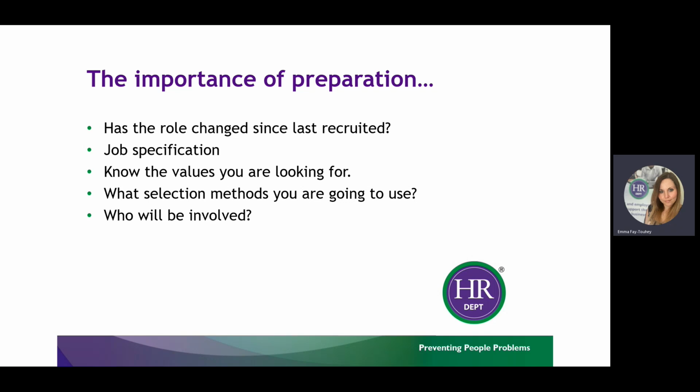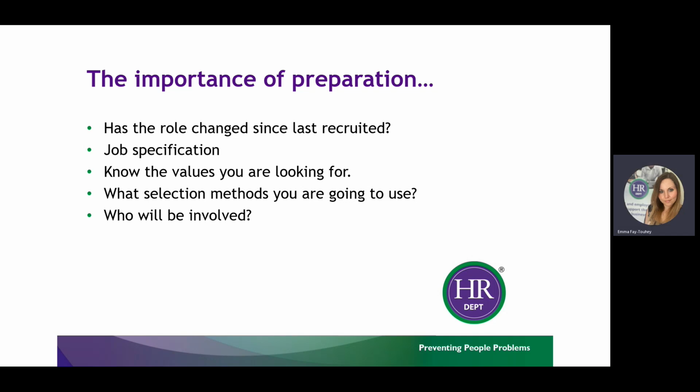So, first of all, thinking about, has the role actually changed since you last recruited? Often, if someone's leaving, the temptation is to recruit very quickly to replace them. But we might not do that preparation in terms of actually thinking about what is their current job role. Is it the same as when we last actually looked at that job description? If the job description hasn't been updated in a while, now's a really good time to do it before we head out on that process of putting a job advert together, advertising, or using recruitment agencies and potentially giving them the wrong information about the job.